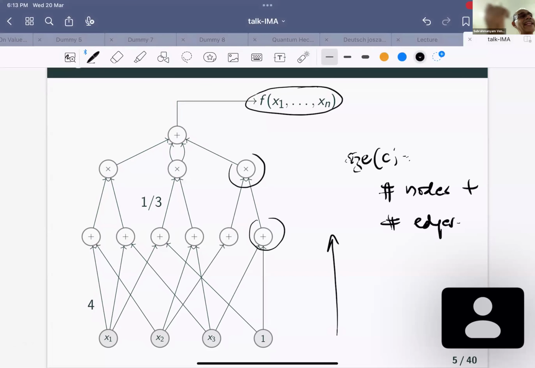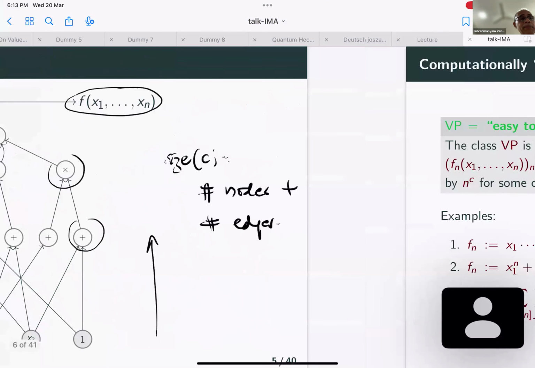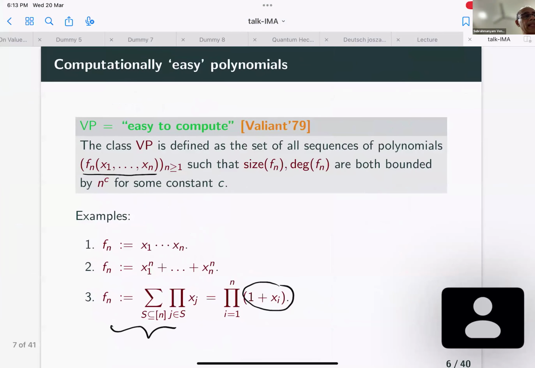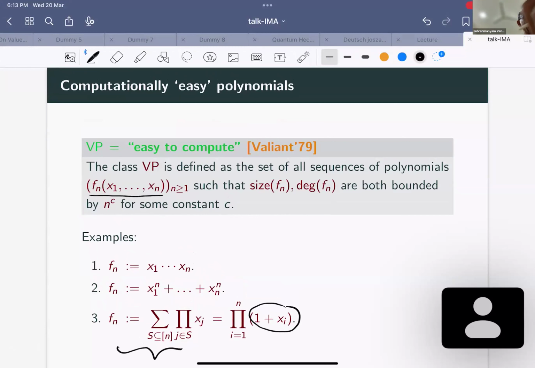And everything is anyway in the order notation, so we don't have to worry too much, because we are only interested in showing that there is actually a way of computing it. If I give you n variables, you want to compute it in a circuit which has size n to the c for some constant c. So O of n to the c if you want. Is that clear? Yes. I'll just go ahead.